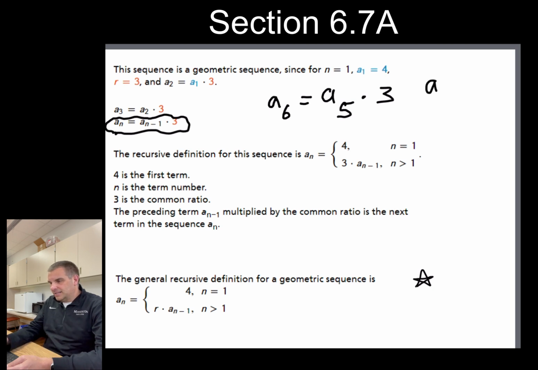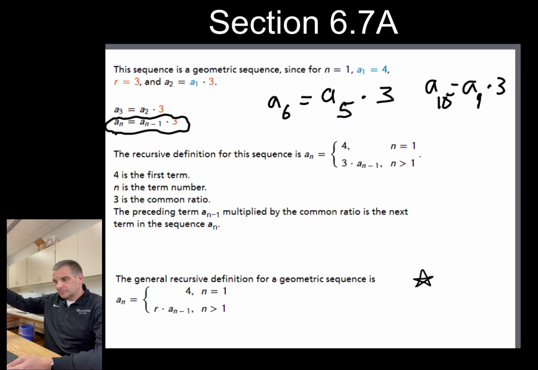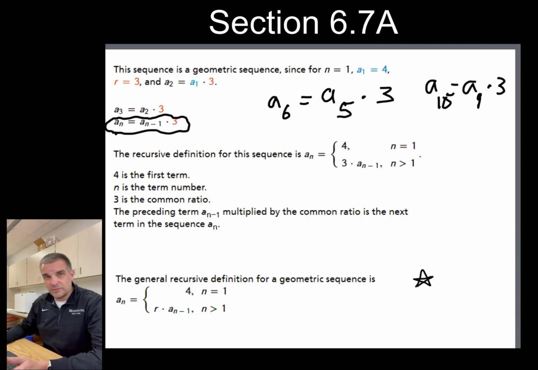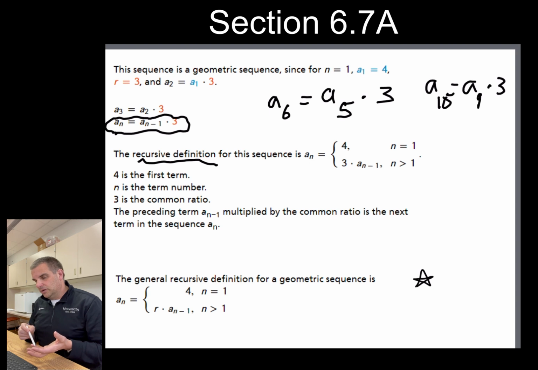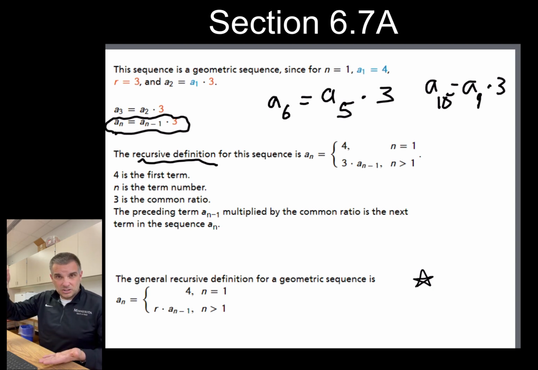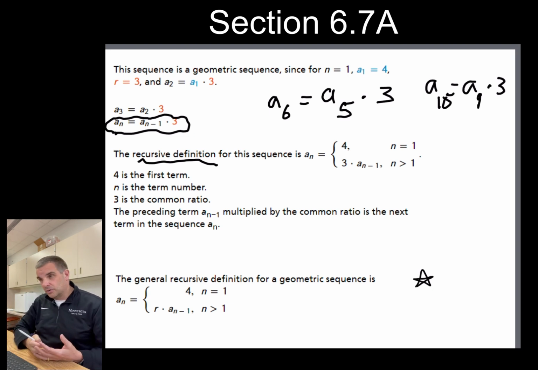If I'm going to find the 10th term, that's going to be the 9th term times 3, and so on and so forth. Now, this is what's called a recursive formula. So we can give this a recursive definition. Essentially, recursive means that in order to find the next term in the sequence, you have to know the previous term. If you don't know the previous term, it's going to be awful hard for you to find it. And that's what a recursive formula does.